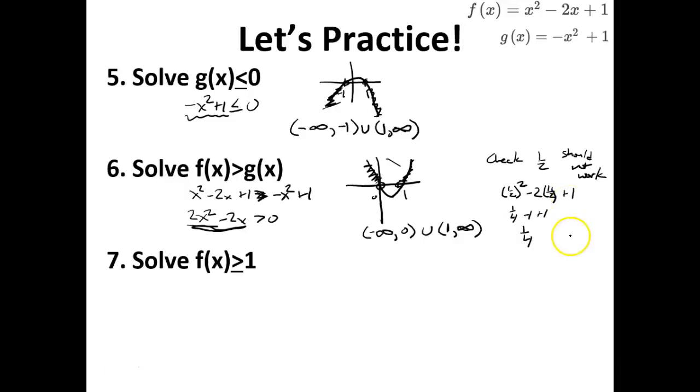If, on the other hand, we put it into g of x, we take negative 1/2 squared plus 1, we'd have negative 1/4 plus 1, which is 3/4. Well, is 1/4 greater than 3/4? No, it's not. And that's good, because that shouldn't have worked. That was in an interval we did not choose.